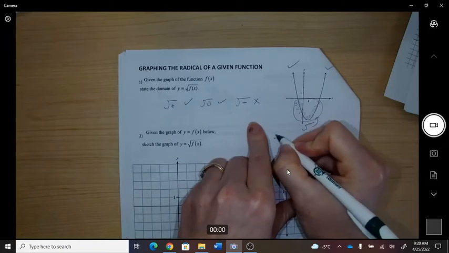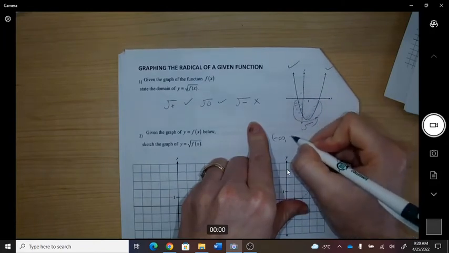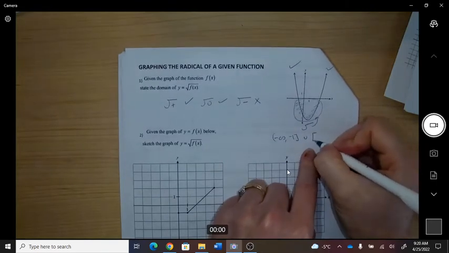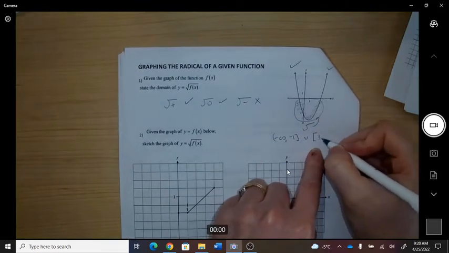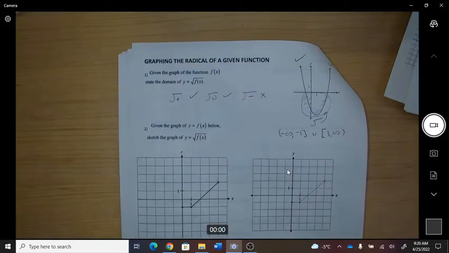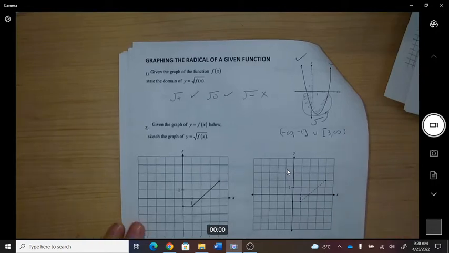So negative infinity up to negative 1. And then from 1, 2, 3 to infinity. Those sections will work. And that's all it's asking for, not to graph, but to just state the domain.